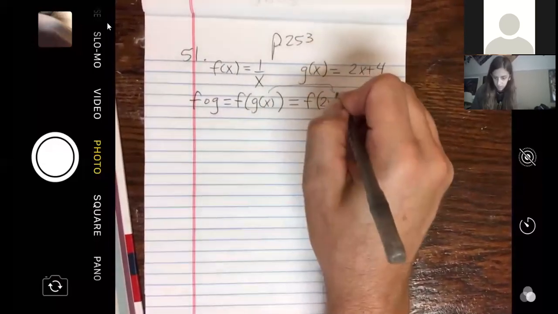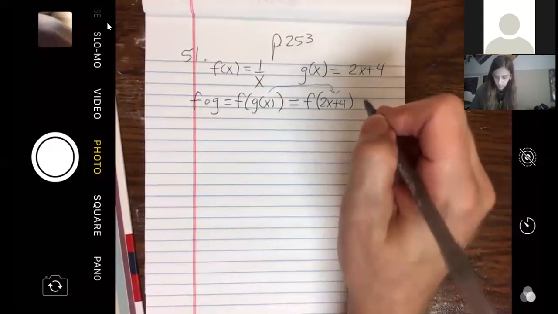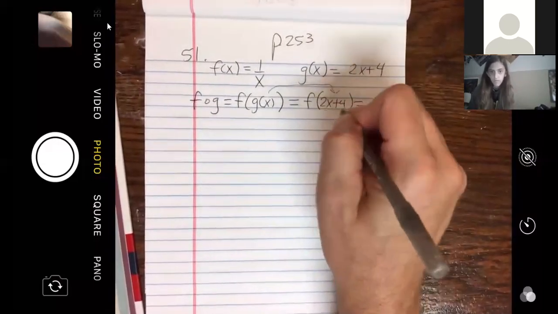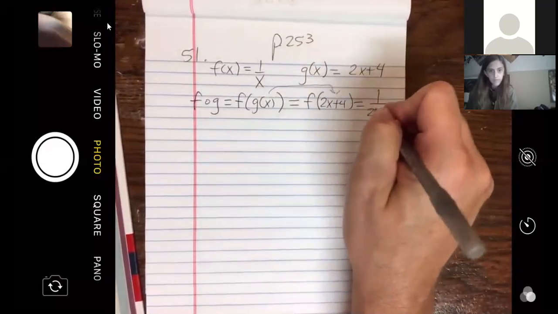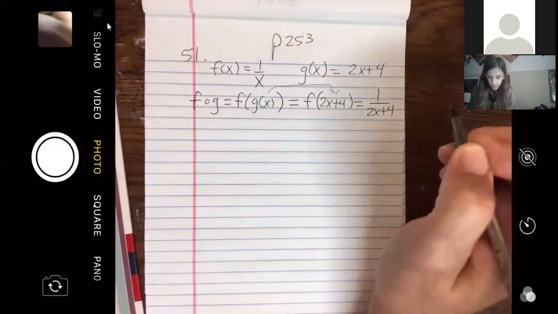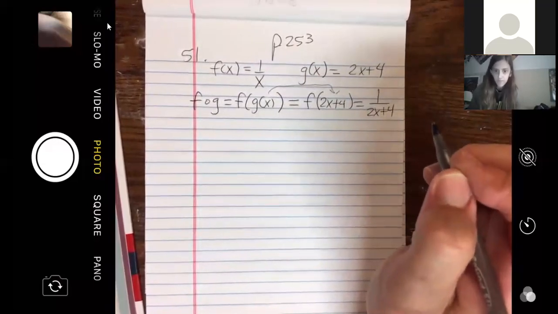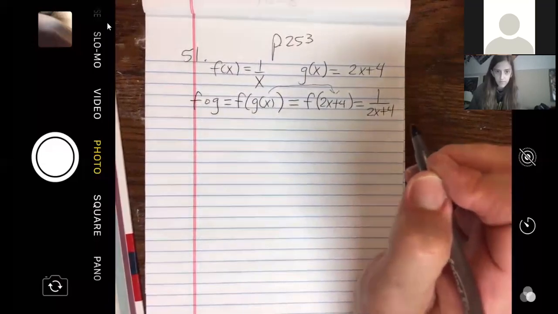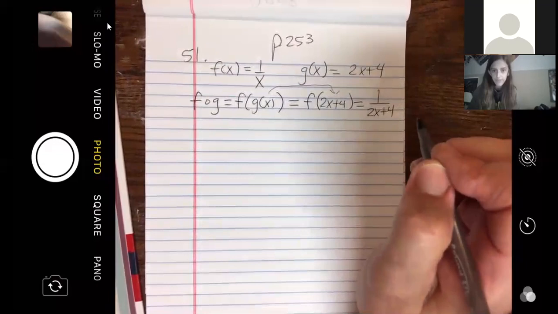Just writing out all the steps. See, I'm putting this in where the x is in f. 1 over 2x plus 4. Too fast? Yeah, it's good. Okay, so you see I got a fraction problem.